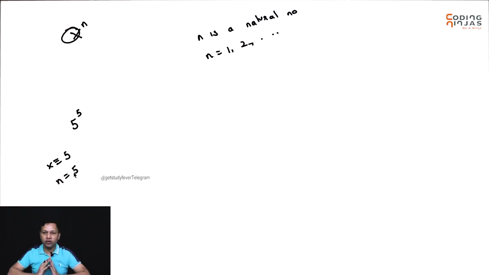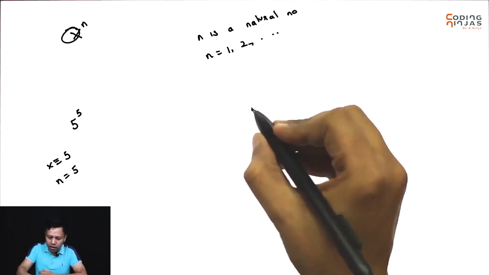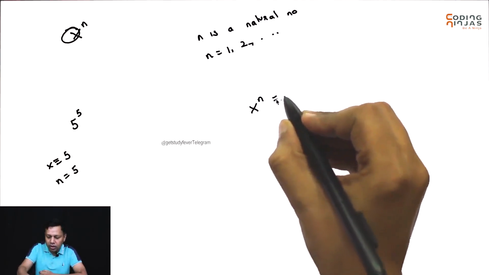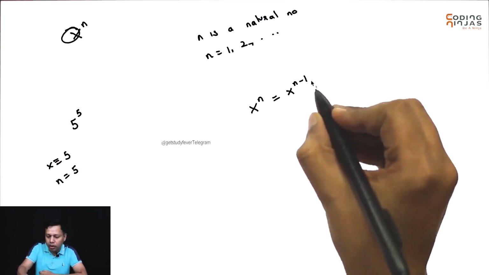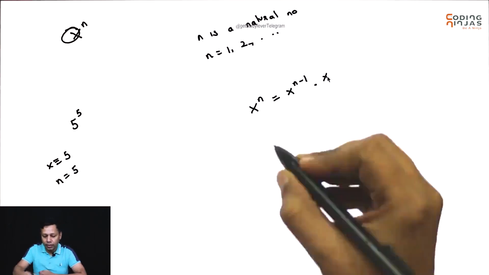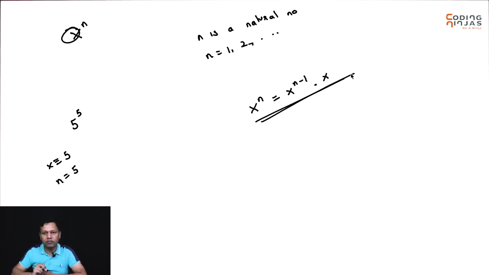In recursion we have to think recursively. We have to break our problem into a smaller problem. Should we reduce the size of x or should we reduce the size of n? What do you think we should do? I think it is very easy to write this in terms of n, wherein x raised to the power n is equal to x raised to the power n minus 1 multiplied by x. This is where the recursive formula is.